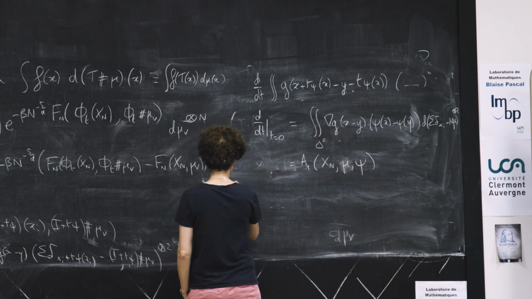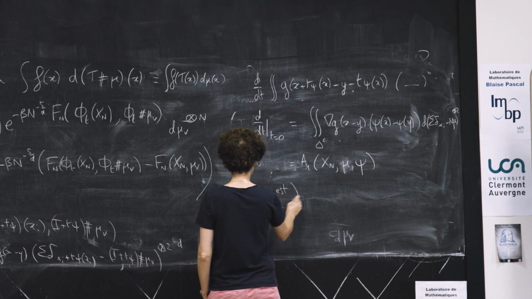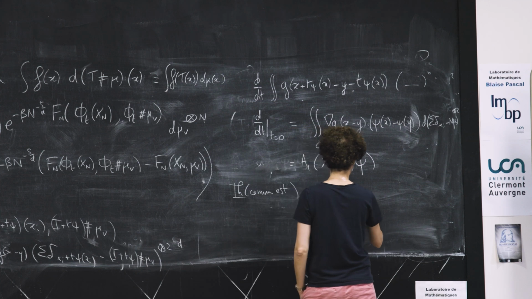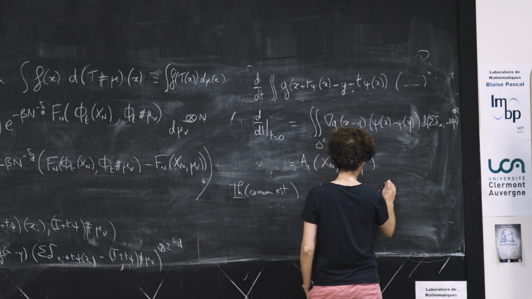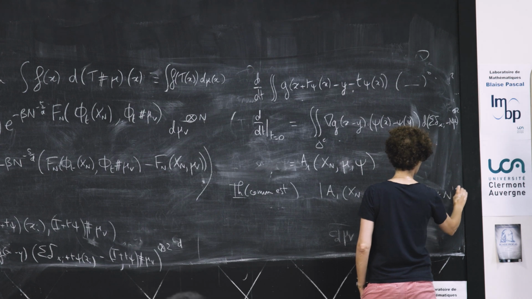Okay, so this thing, I'm going to call it A1 of xn, mu in the direction psi. And what we proved yesterday, or what we actually saw, is there's this commutator estimate that says that A1, I can bound it by Fn plus things like this.